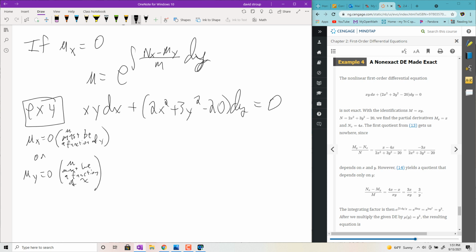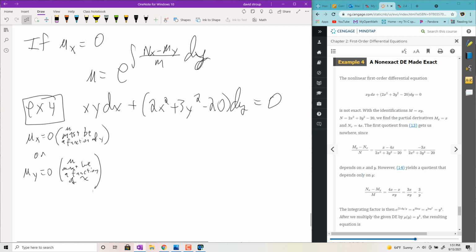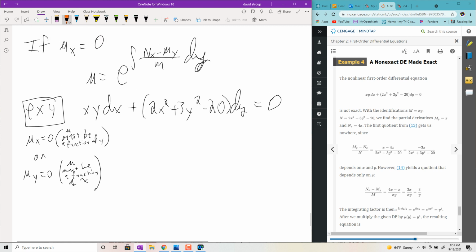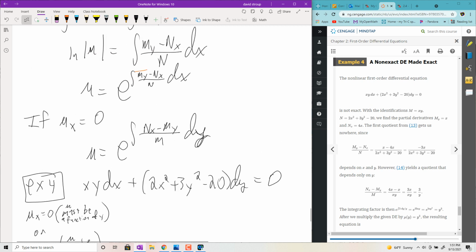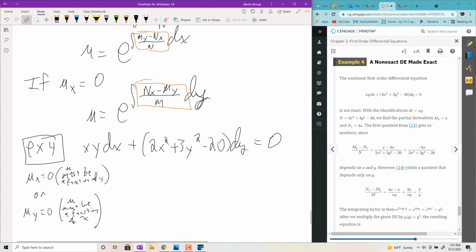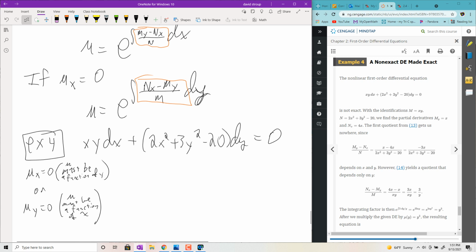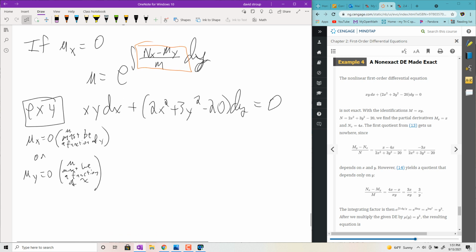Okay, so what we're going to do is look at just these exponents, the inside of the integrals. And so we need either that first one to be completely a function of x, in which case when you took the partial with respect to y it would equal 0, or we need the second one to be completely a function of y. Because in that case, if you took the partial with respect to x, that would be 0. So we investigate those things.